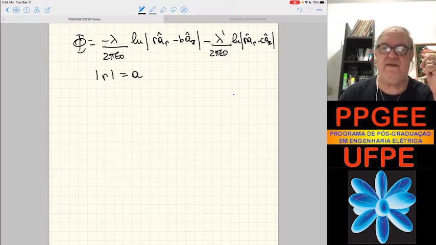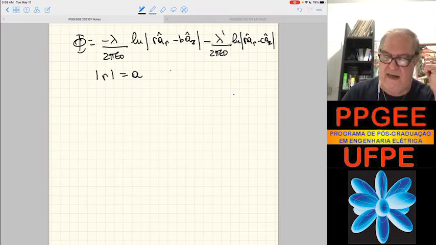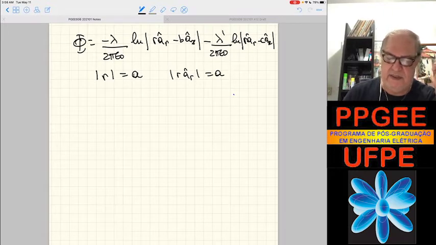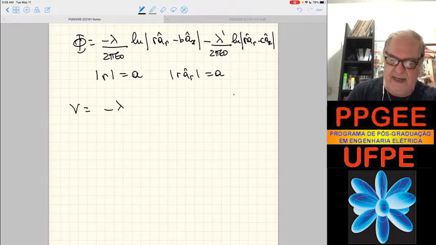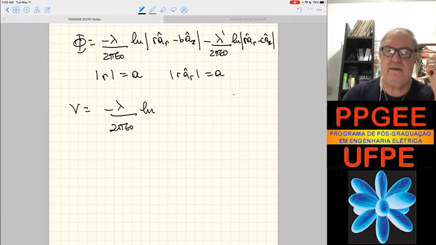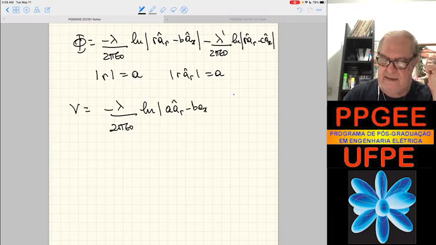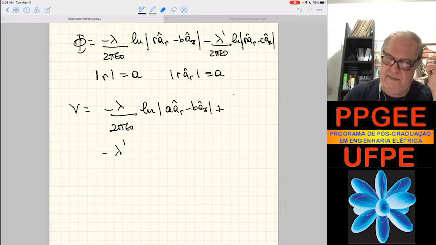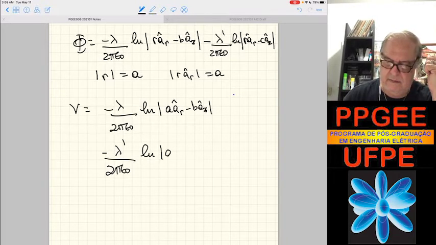So that's the radius of the cylinder. We want to impose that when the magnitude of R minus A equals A, then we have a potential which is V. So V equals minus lambda over 2 pi epsilon 0 logarithm of the magnitude of R minus A at R equals A, so it's going to be AAR minus BAX, sorry, plus lambda prime minus CAX, okay?